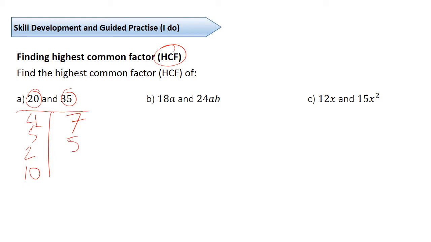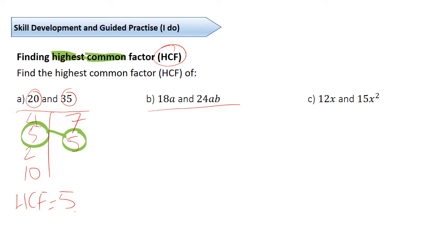So what I now need to do is compare my lists of numbers and see which is the highest number that is common to both lists. I can see that 5 is in this list and 5 is also in this list. It is the highest number that is in both lists. So therefore my HCF is equal to 5. That's all we have to do. Let's have a look at the next one.